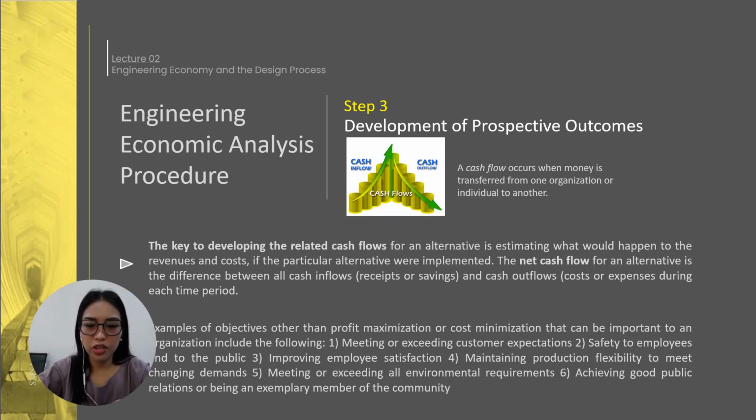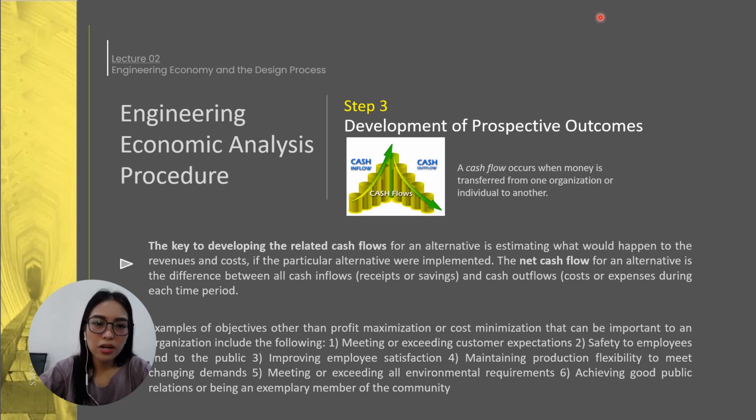Step 3 is development of prospective outcomes. Step 3 of the engineering economic analysis procedure incorporates principles 2, 3, and 4 and uses the basic cash flow approach employed in engineering economy. A cash flow occurs when money is transferred from one organization or individual to another. Thus, cash flow represents the economic effects of an alternative in terms of money spent and received.